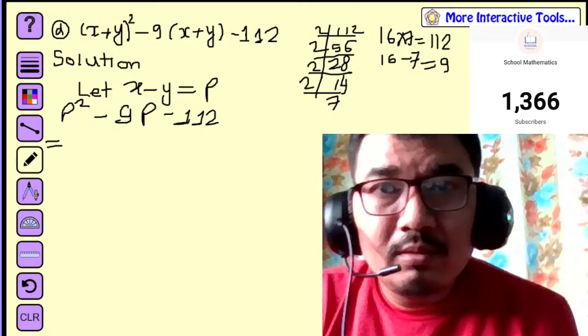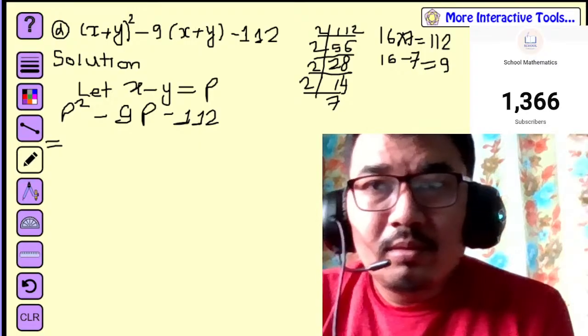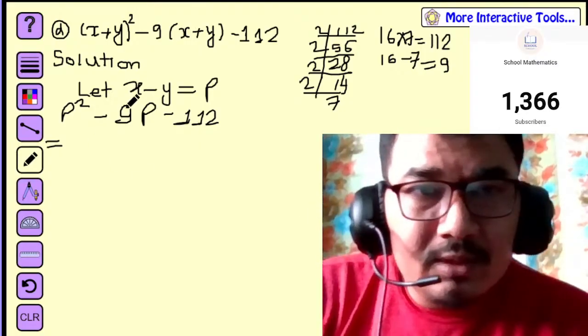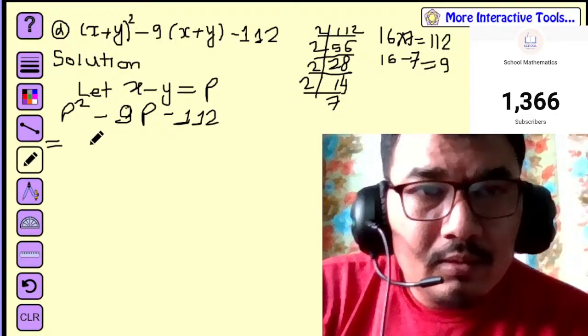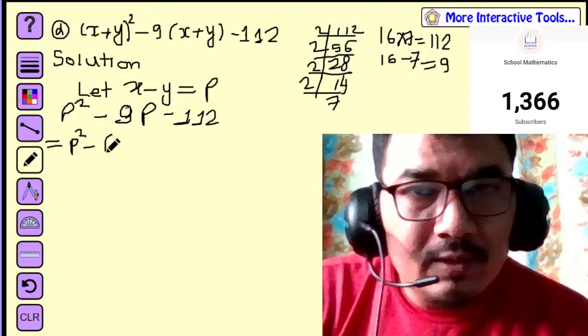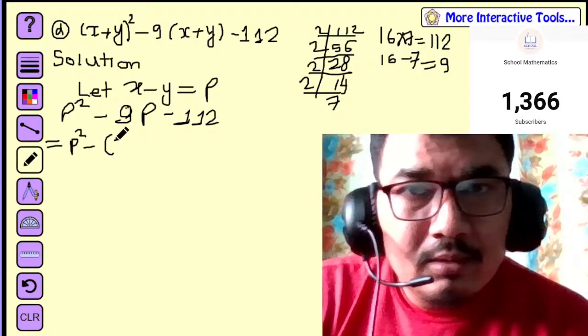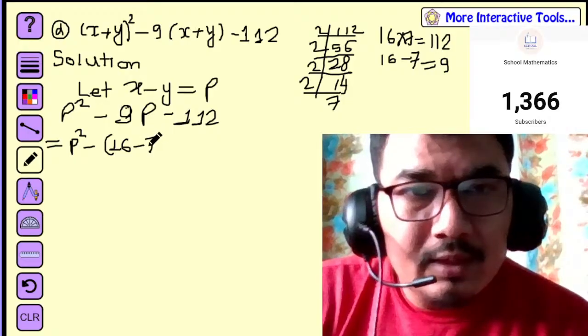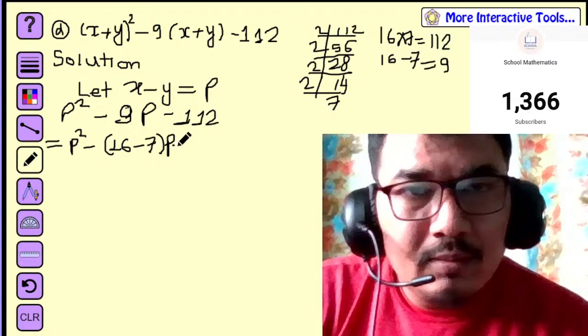Okay, sure, it will come like this. Then in place of this 9, what to write here? Write this p square same. In place of 9 we have to write 16 minus 7, right, and then this alphabet p the same.